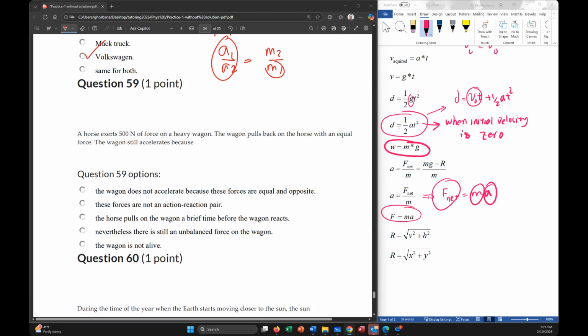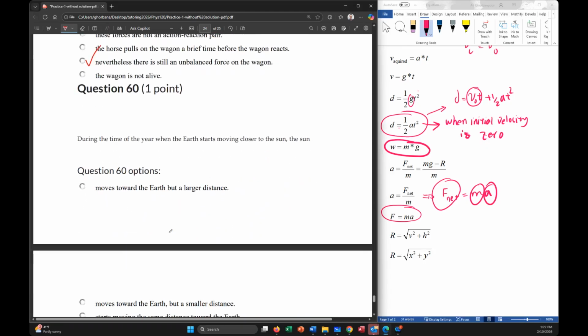So, unbalanced. If the system accelerates, definitely there is a force. Yes, there are action and reaction, they are canceling each other. Okay, we completely understand that. But if the system is still accelerating, it means that there is a force. Even if we consider action and reaction, there are other forces that cause the system to accelerate. Okay, so which one is the right answer? This one, yes?